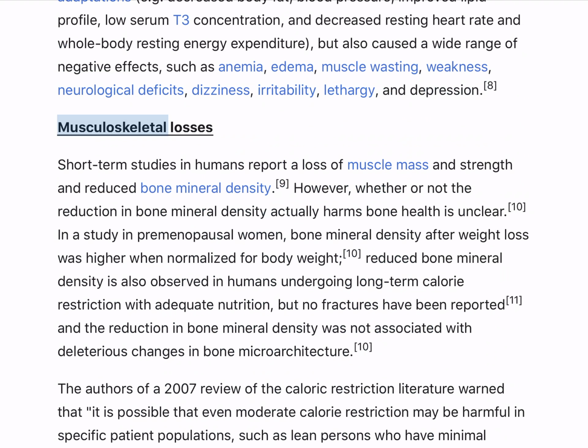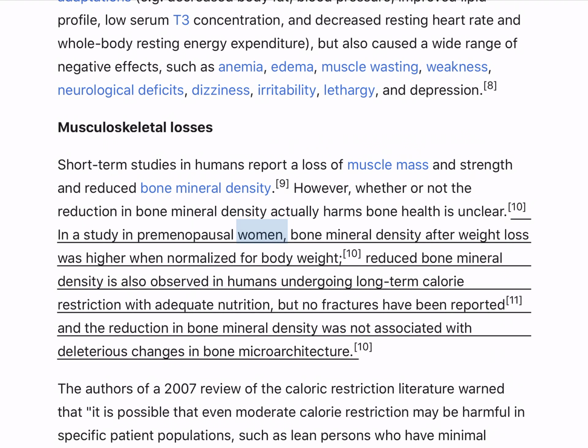8. Musculoskeletal losses. Short-term studies in humans report a loss of muscle mass and strength and reduced bone mineral density. 9. However, whether or not the reduction in bone mineral density actually harms bone health is unclear. 10. In a study in premenopausal women, bone mineral density after weight loss was higher when normalized for body weight. 10. Reduced bone mineral density is also observed in humans undergoing long-term calorie restriction with adequate nutrition, but no fractures have been reported. 11. And the reduction in bone mineral density was not associated with deleterious changes in bone microarchitecture.